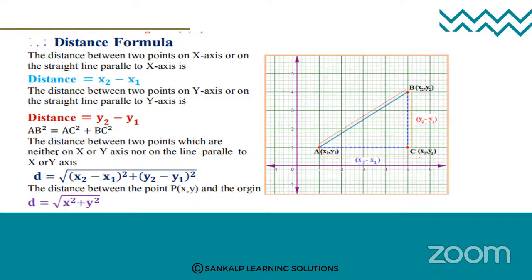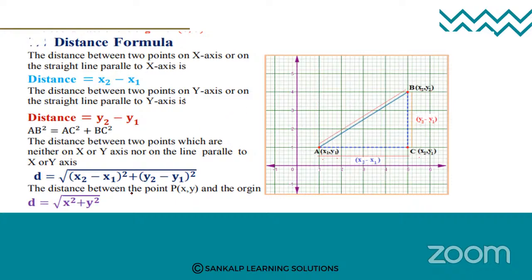Right. Now, by using the Pythagoras theorem, here one right angle triangle will form. By using Pythagoras theorem, AB square is equal to AC square plus BC square. We know the square of hypotenuse is always equal to the sum of squares of the other two sides. Then the distance formula will be square root of x2 minus x1 whole square plus y2 minus y1 whole square. Right.